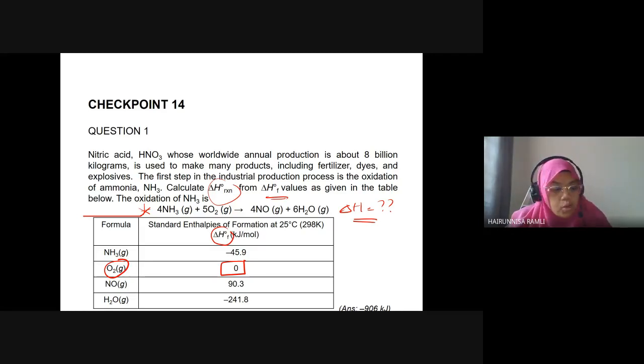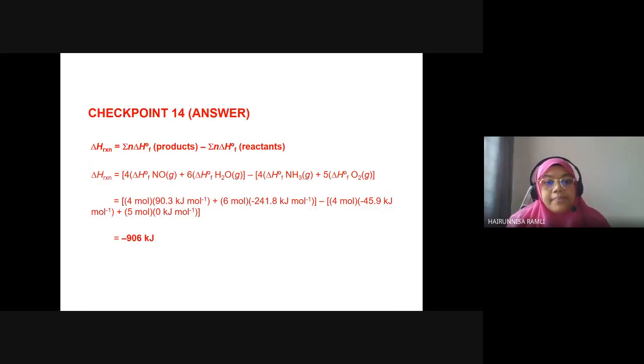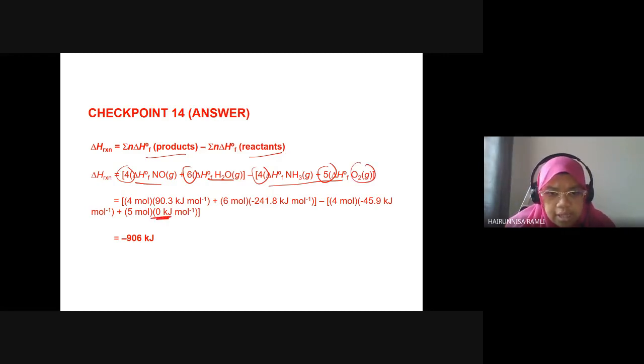Okay, kalau ikutkan tolak je lah kan. You darabkan dengan koefisien dia. Cuba tengok check jawapan. Okay, product minus reactant. So this is product. On this side is product. Okay, 4 and 6. And on this side, reactant lah. So 4 dengan 5. So oksigen dia tadi kosong kan. Okay, so you tambahkan tu. Paling senang, settlekan dulu one side, tolak dengan another side. Okay? So, you dapat jawapan.